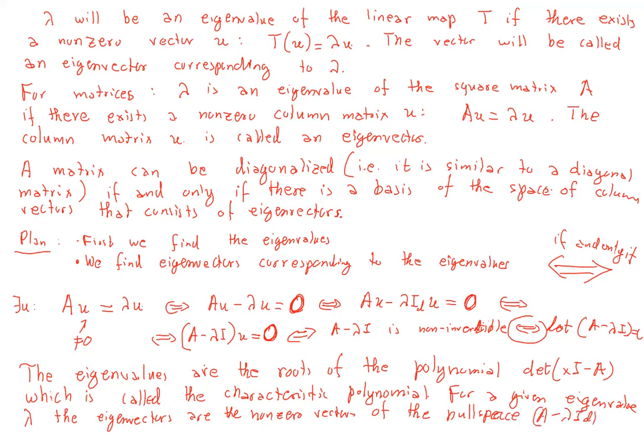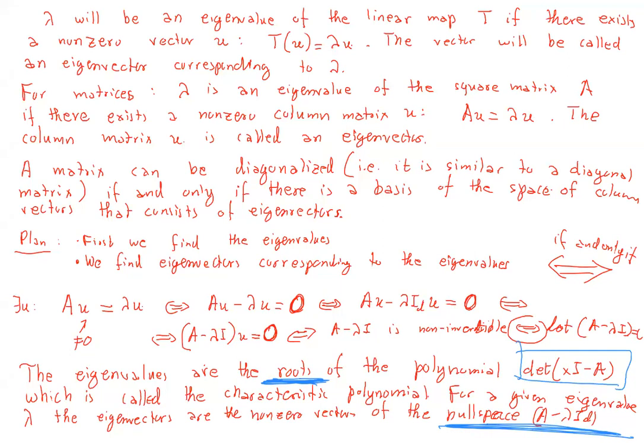So there are two things that we do here. First, we find the characteristic polynomial and its roots. So these are the eigenvalues. And secondly, for each eigenvalue, we find the null space of this matrix. And if we have enough eigenvectors, then we can build a basis consisting of such eigenvectors. And that gives us precisely what we want.